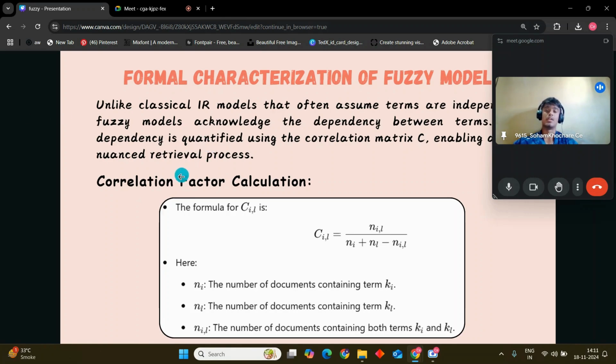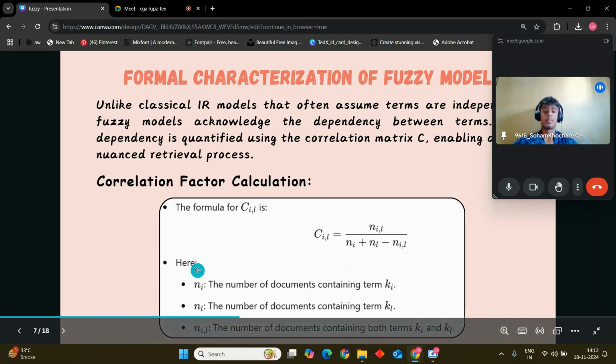So the formula for the correlation factor is c(i,l) = n(i,l) / (n(i) + n(l) - n(i,l)), where n(i) is the number of documents containing the term Ki, n(l) is the number of documents containing the term Kl, and n(i,l) is the number of documents containing both terms Ki and Kl.